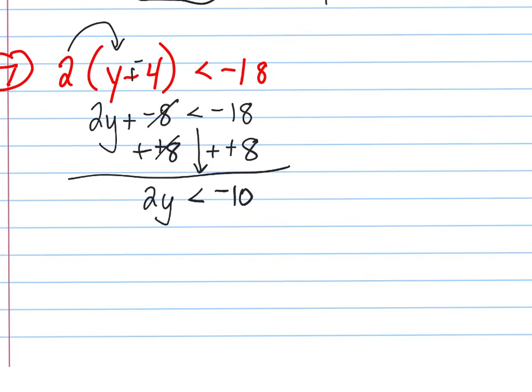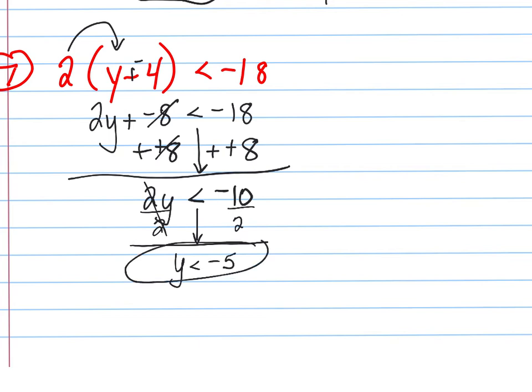We're going to divide both sides by? Do I flip the inequality? No. So y is less than negative 5. Open circle or solid dot? Shading.